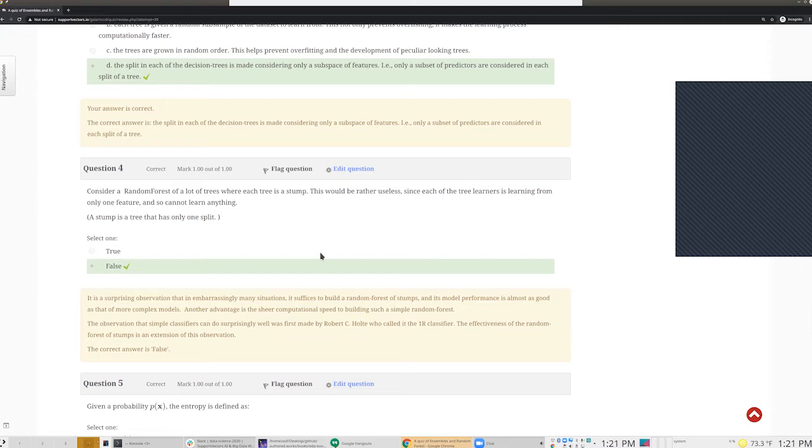The observation that simple classifiers can do surprisingly well was first made by Robert C. Holte, a professor at a New Zealand university, and it is called the 1R classifier. It led to quite a bit of debate. So the effectiveness of random stumps is actually an extension of this observation.